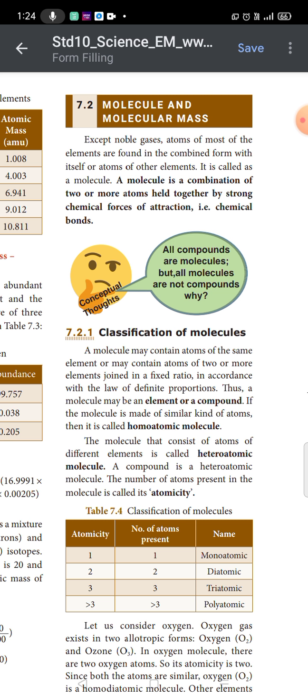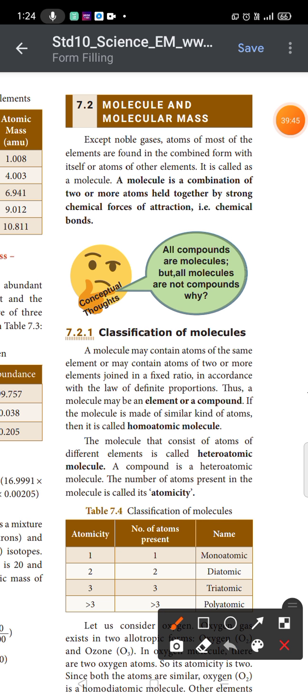Thus, a molecule may be an element or a compound. If the molecule is made of similar kind of atoms, it is called homoatomic. If the molecule consists of atoms of different elements, it is called a heteroatomic molecule. A compound is a heteroatomic molecule. Do you know why? Because in a compound, different elements are joining in a proportion.